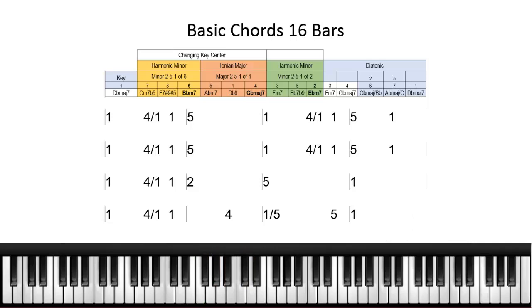So it's just 1, 4, 1, 5, and then back to 1, 4, 1, 5, 1. So it's very simple. You can play that, and you can do a lot of arpeggios that hymn players use when they're playing this song to dress it up a little bit. But in its basic form, it's a 1-4-5 chord progression.